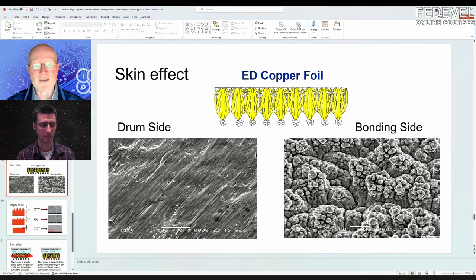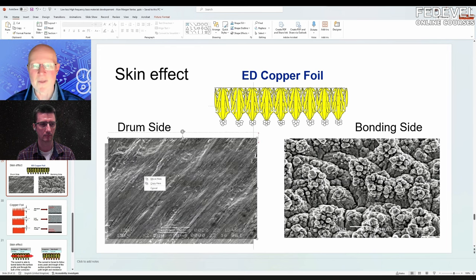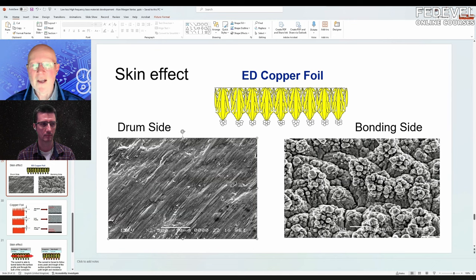This is the drum side, so the shiny side, which would be the side of the ground plane, by the way, that the reference conductor would see. Oops, sorry about that. This is the bonding side, so the very rough side, the very high surface area side, which, as you can see, is very rough indeed. That's this side. And that's how we do it typically.